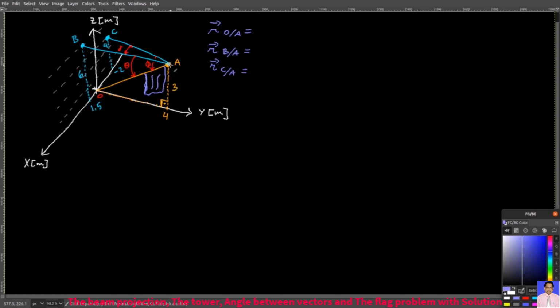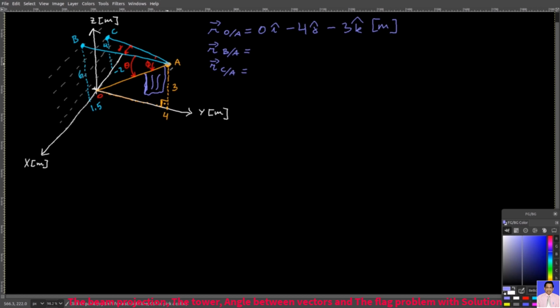And so in order to get from A till O, in terms of X direction, you don't have to go anywhere. They have the same X value, so 0i, but then you have to walk 4 meters in the negative Y direction, so it's minus 4j, and then you have to walk 3 meters down, or in the negative Z direction, so it's minus 3k, and that's in meters.